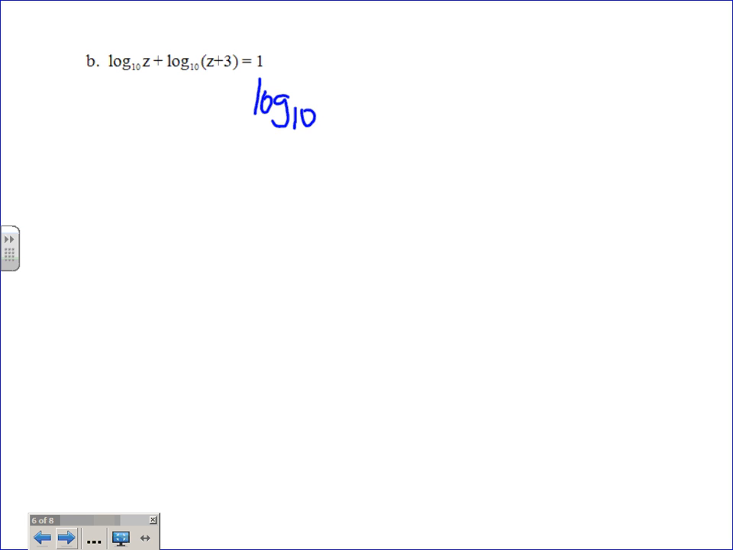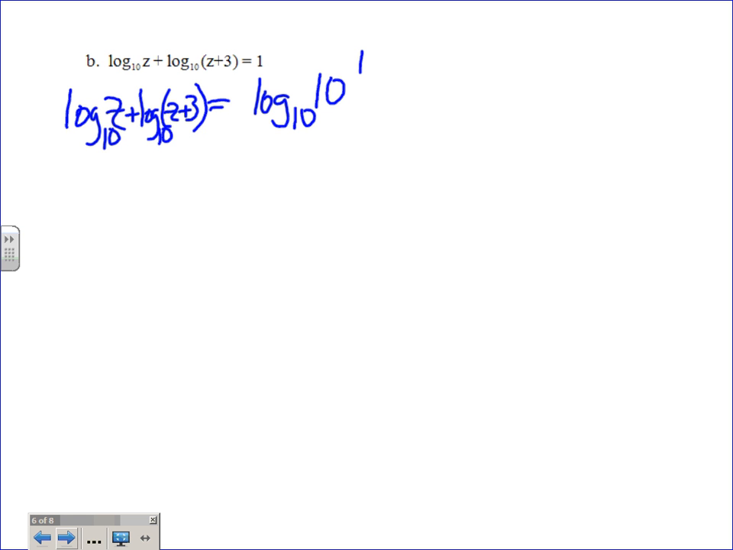Log base 10 of what? 10. Because is log base 10 of 10 to the first 1? It is. So what if the base was 8? You do log base 8 of 8 to the first, right? That's how it would work. And so now we have taken care of step 1. Everything is now in a logarithm.